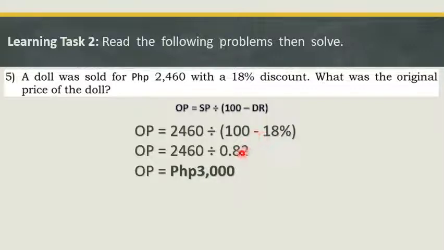So, 100 minus 18% is 82%. Then, convert natin into decimal, magiging 82 hundredths. So, 2,460 divided by 82 hundredths is 3,000 pesos. So, ito yung original price nung doll.